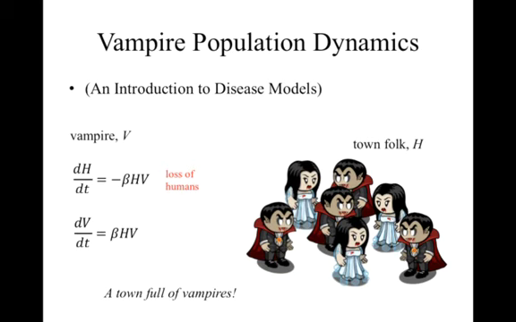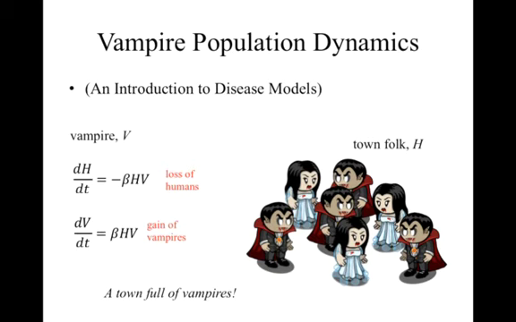So that first equation describes the loss of humans, the loss of the townfolk. And basically it says that townfolk are being lost at a rate proportional to how fast vampires run into and hit them. So the more vampires I have running around, the faster I lose humans. And the more humans running around, the faster I lose humans because there's just more humans to run into.